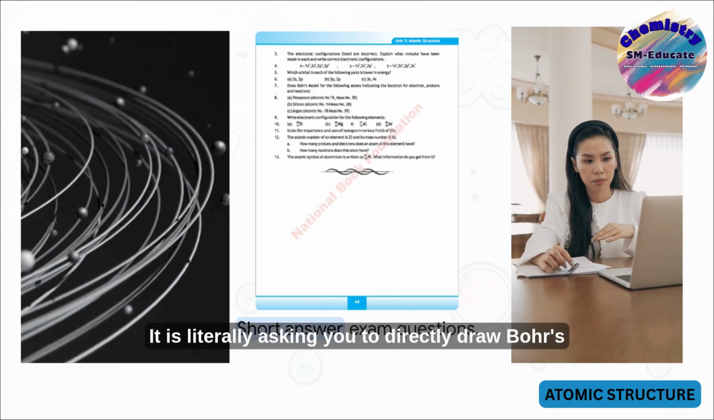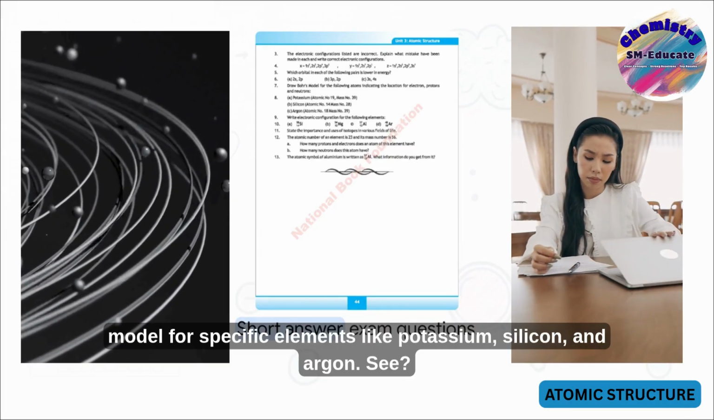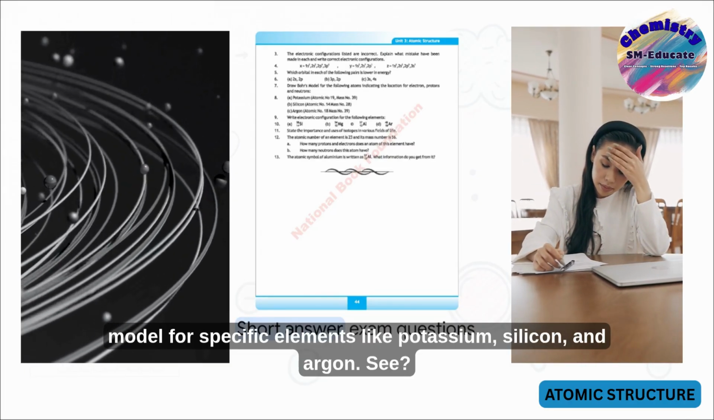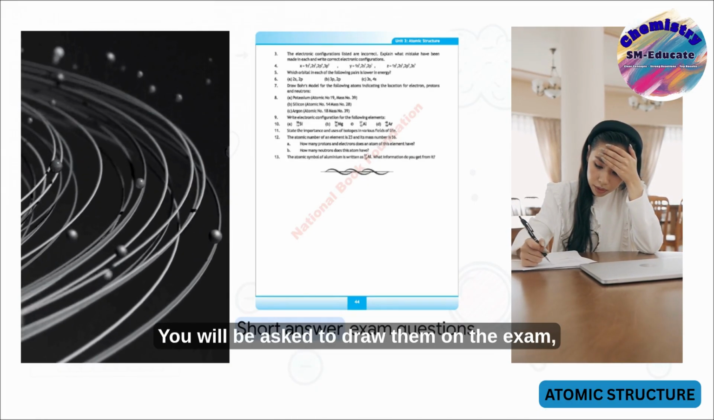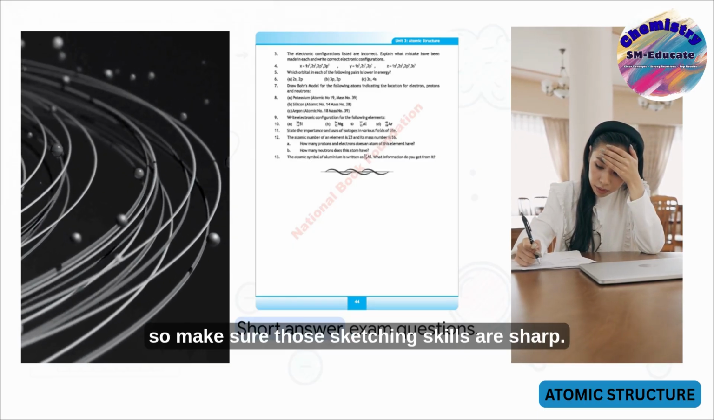And finally, check out question number 7 in the short answer section. It is literally asking you to directly draw Bohr's model for specific elements like potassium, silicon, and argon. See? This proves exactly why we put those diagrams on your essential checklist. You will be asked to draw them on the exam, so make sure those sketching skills are sharp.